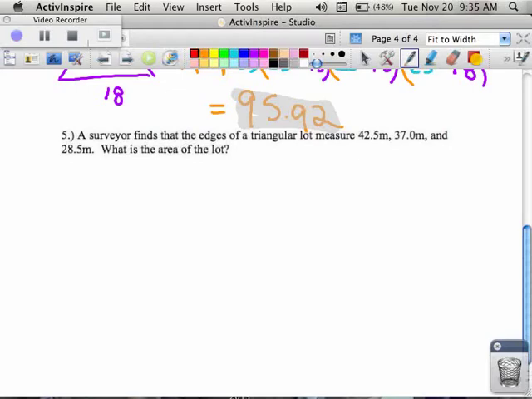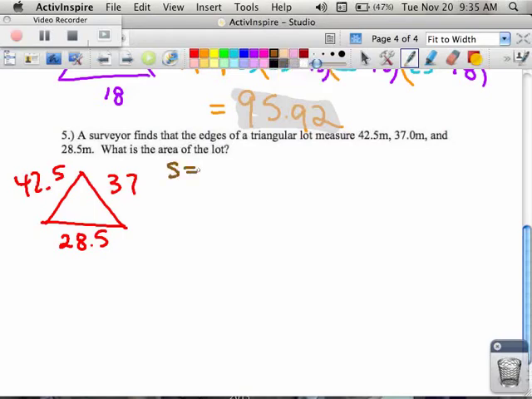In number 5, you draw your picture, or not. Put the sides on. Notice how there are labels here. Don't forget your label in the end. The semi-perimeter is where I add up all these sides. So the 42.5, the 37, and the 28.5. Chop it in half. Unfortunately, you get a decimal.